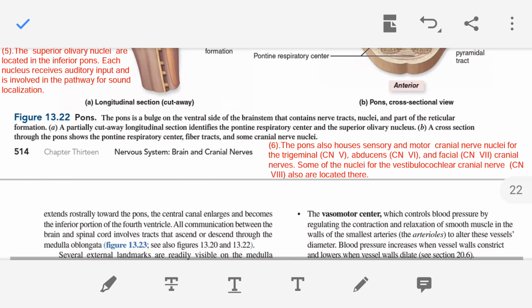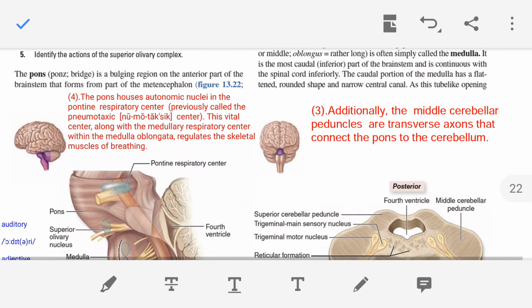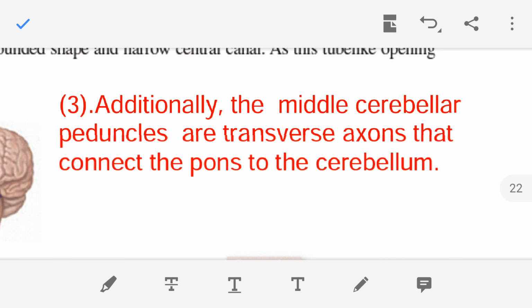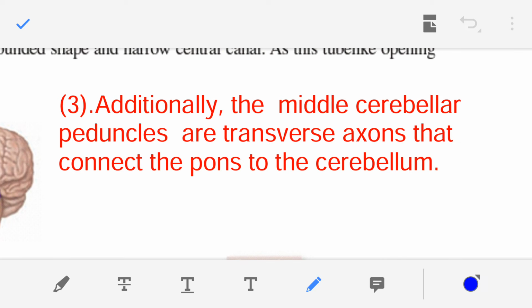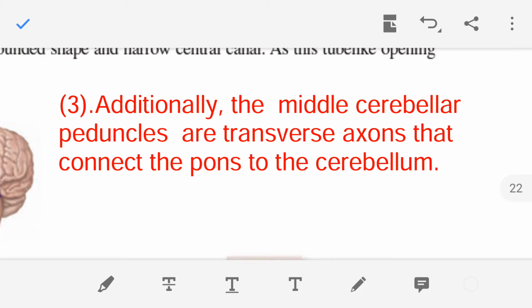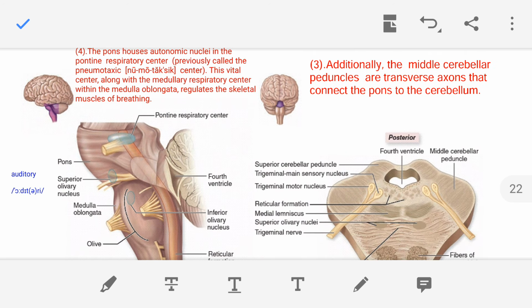Now the third point. In the third point we are discussing the middle cerebellar peduncles. What are these middle cerebellar peduncles? These are transverse axons, and these transverse axons connect the pons to the cerebellum.